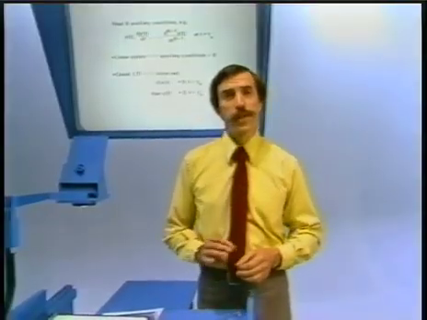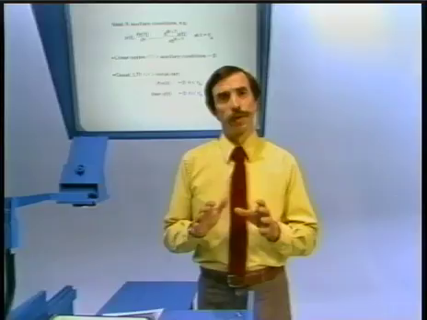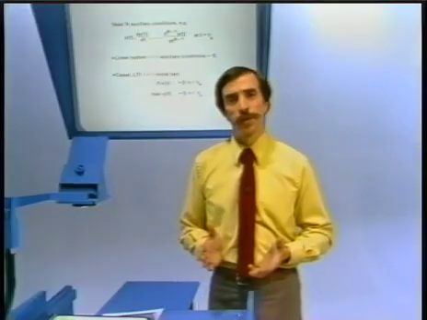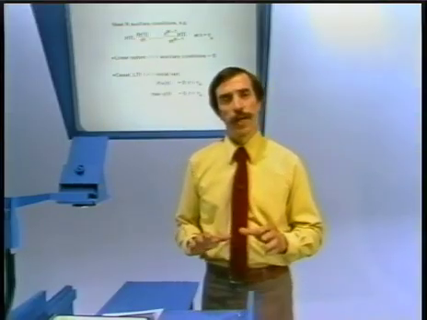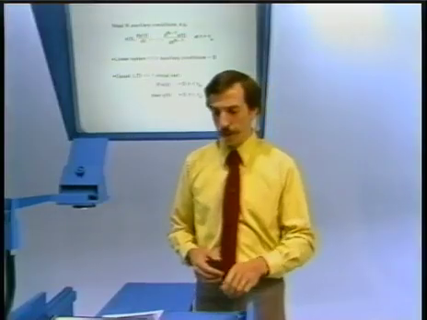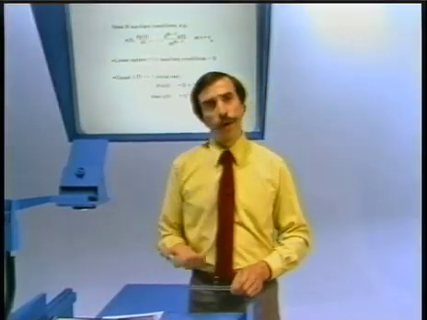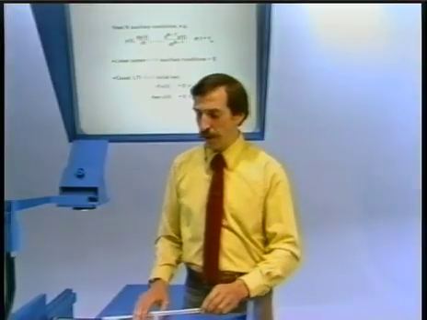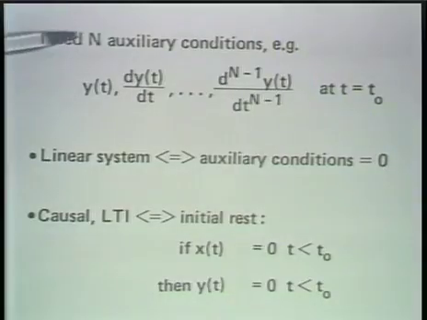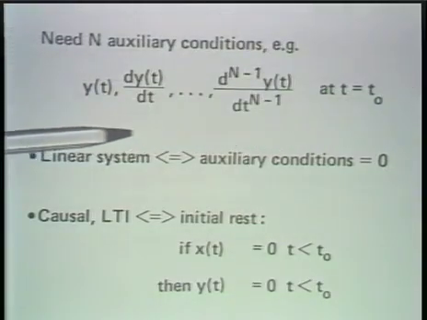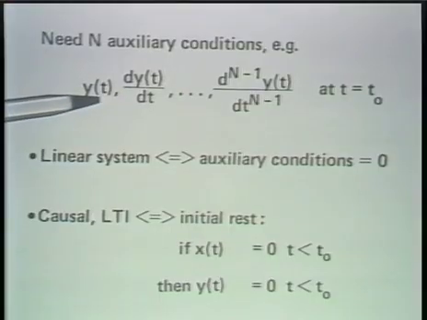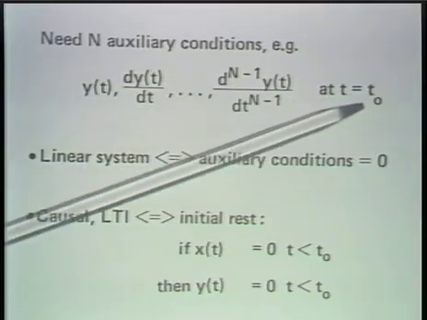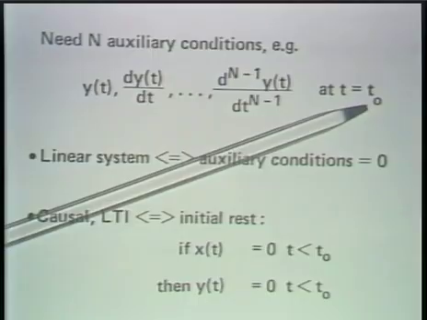So what this says is that in order to obtain the solution for a linear constant coefficient differential equation, we need some kind of auxiliary information that tells us how to obtain these capital N undetermined constants. And there are a variety of ways of specifying this auxiliary information or auxiliary conditions. For example, in addition to the differential equation, what I can tell you is the value of the output and n minus one of its derivatives at some specified time t0.